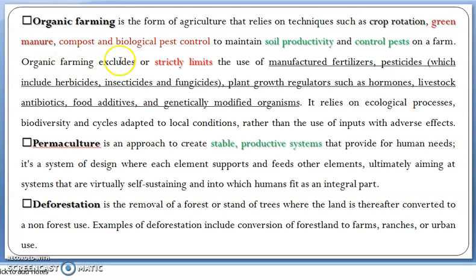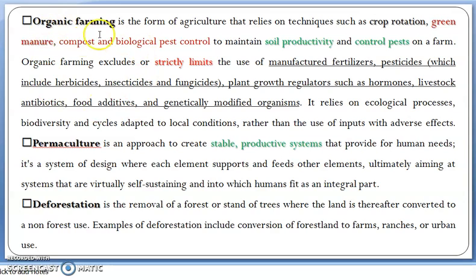Organic farming excludes or strictly limits the use of manufactured fertilizers, that is chemical fertilizers, chemical pesticides, which include herbicides, insecticides, fungicides, etc., plant growth regulators such as hormones, livestock antibiotics, food additives, and genetically modified organisms. Like we all know, Bt brinjal, that is Bacillus thuringiensis, is modified into the brinjal gene. So Bt brinjal is strictly prohibited in organic farming. It relies on ecological processes, biodiversity and cycles adapted to local conditions rather than the use of inputs with adverse effects.